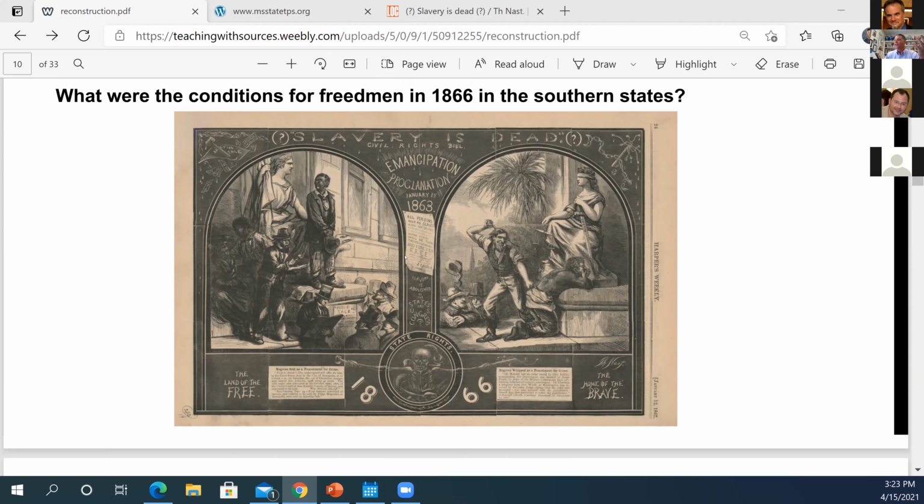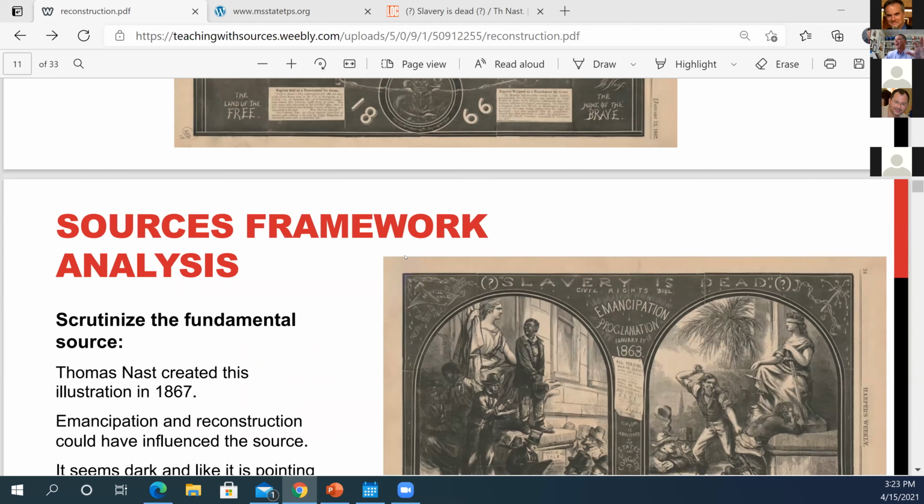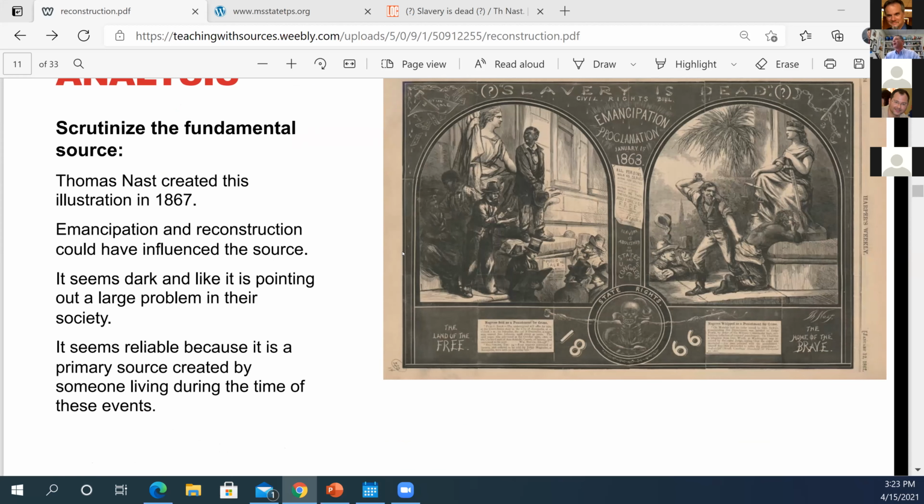And then I had the students go through the sources framework, but I limited them just a little bit because I wanted to limit what they had. I didn't want them to go do a whole bunch of digging because I was going to do that digging with you. And so the first step that Scott talks about is scrutinizing the fundamental source. And we have that. Thomas Nast created this illustration, and someone's already brought that up once. When you look here, you see T.H. Nast, that's Thomas Nast. They were able to find that out.